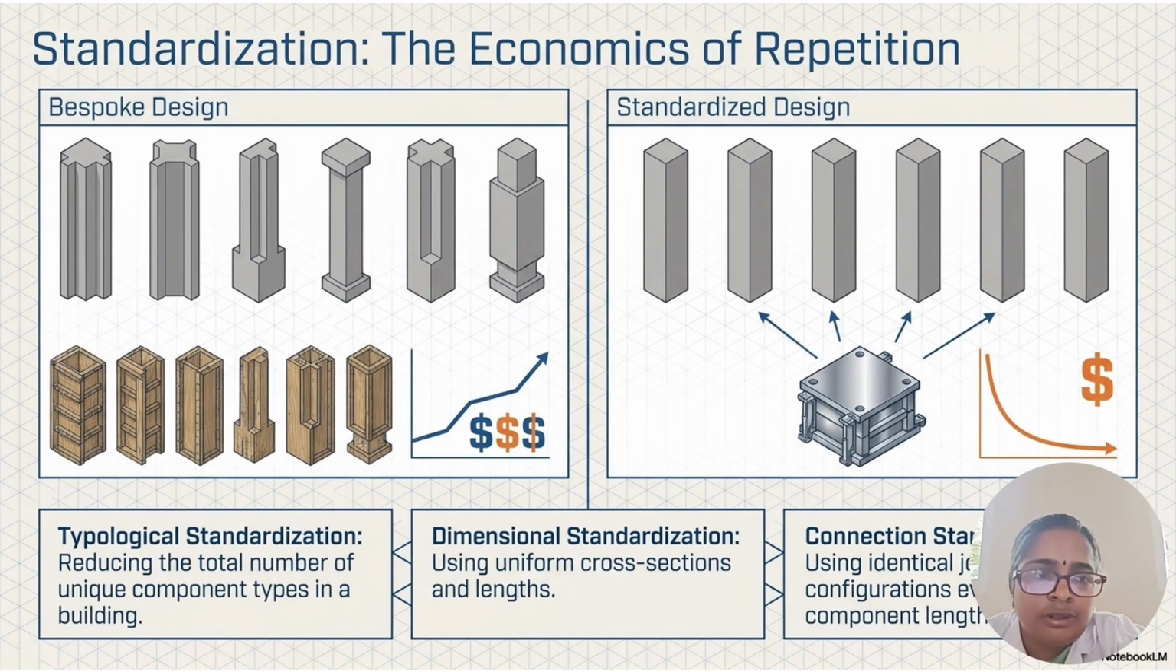And the next topic is standardization. It refers to reducing the total number of unique component types in a building. It is further classified into dimensional standardization and connection standardization. In dimensional standardization, uniform cross sections and lengths are used, and in connection standardization, identical joint configurations are used for every component length.